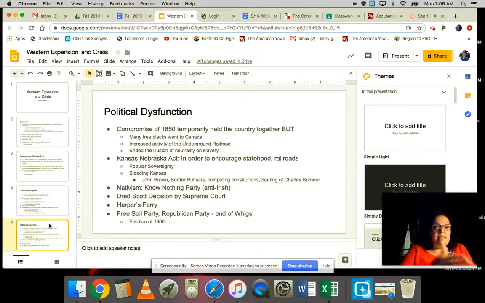And so these events, right, the Kansas-Nebraska Act, the Dred Scott decision, Harper's Ferry, and the creation of the Republican Party all lay the foundation blocks towards the Civil War. And again, all of this is tied into political dysfunction and land expansion and all that kind of stuff.